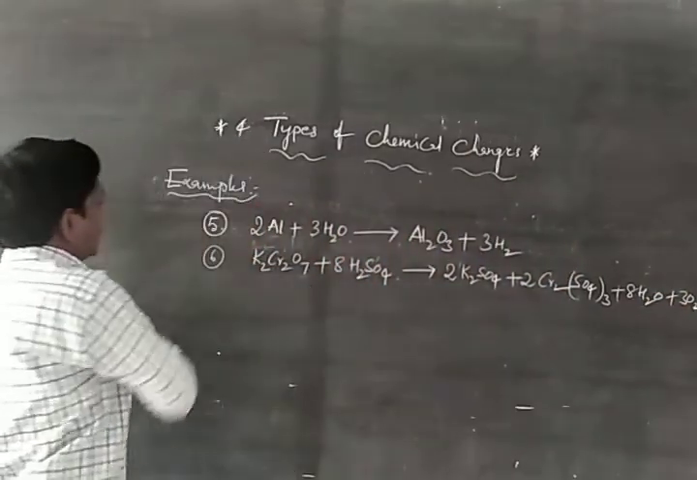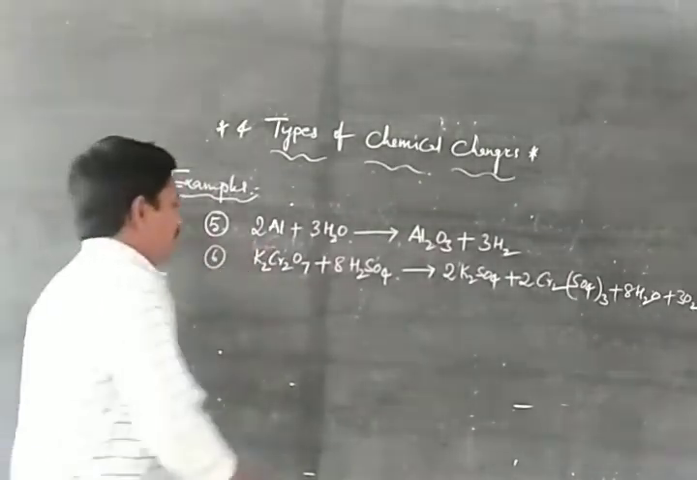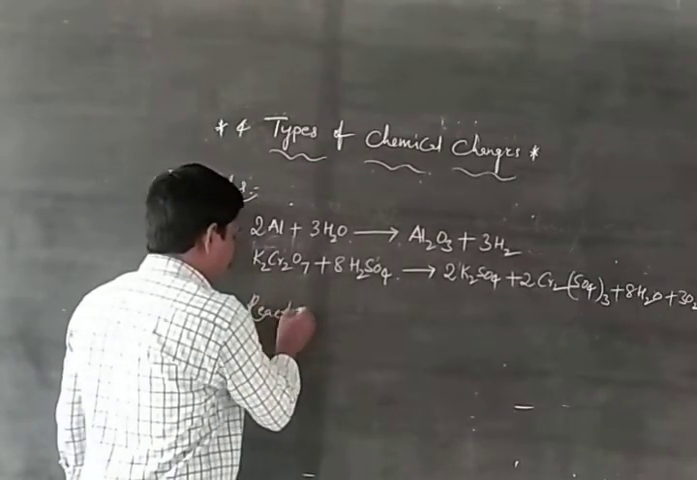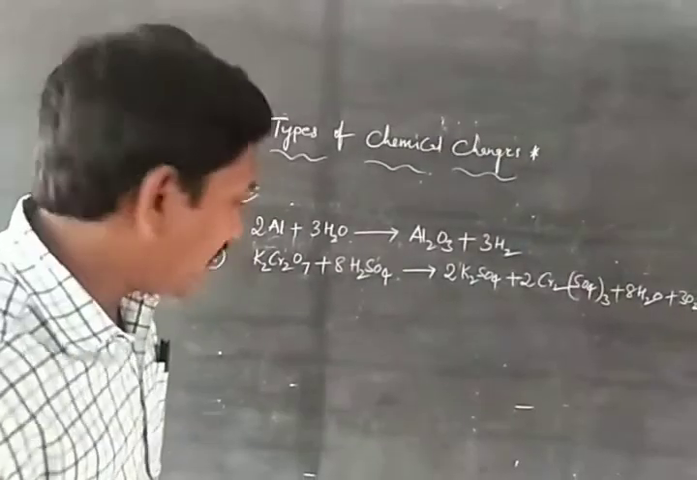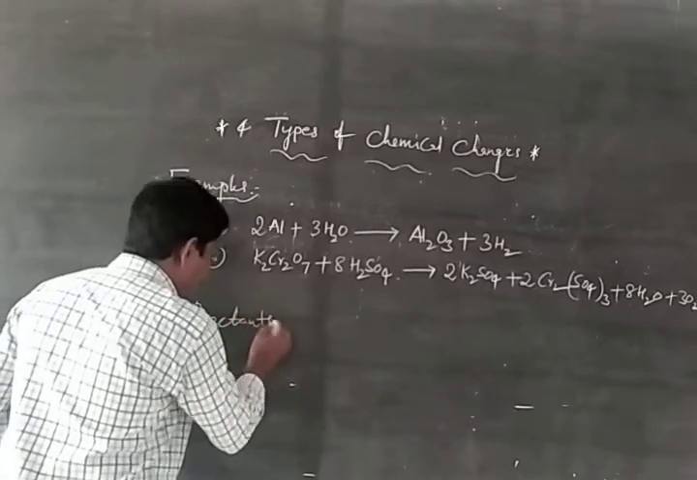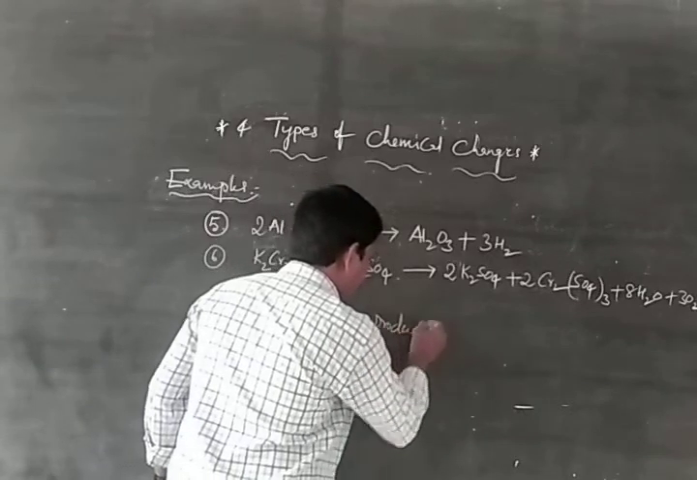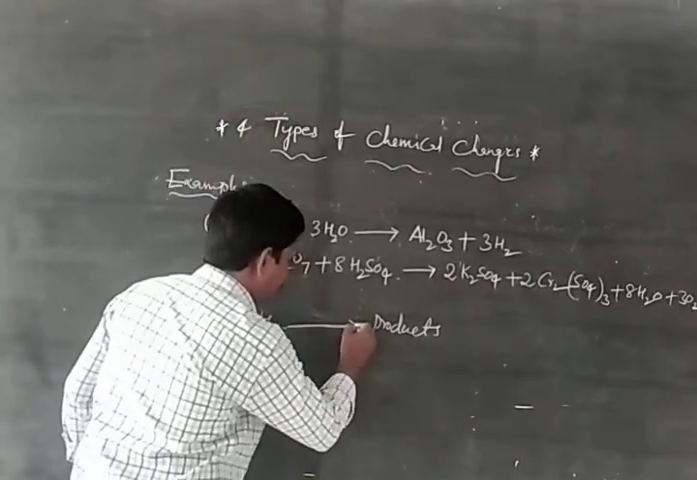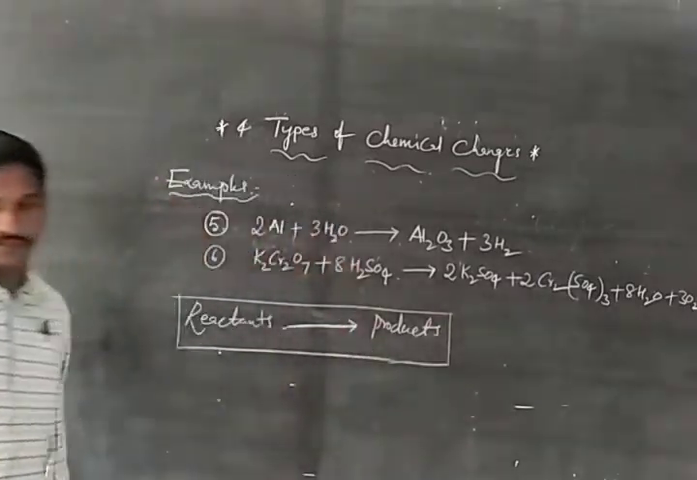Okay, these are some examples of chemical equations and chemical changes. So these are reactants. I want to write like this: reactants gives rise to products. Okay, right now.